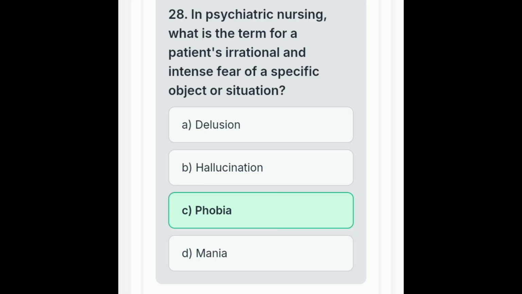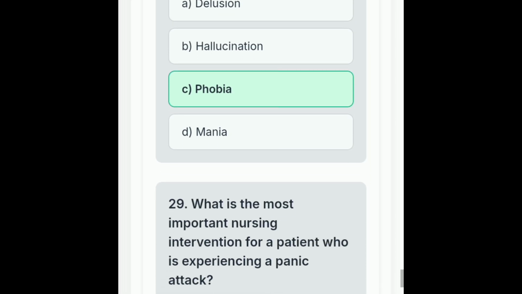In psychiatric nursing, what is the term for a patient's irrational and intense fear of a specific object or situation? Option A, delusion. Option B, hallucination. Option C, phobia. Option D, mania. C is the correct.